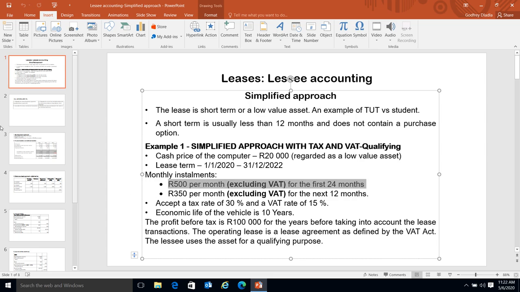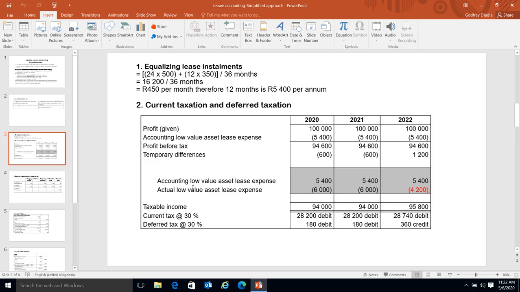Okay. Now, here, the actual amount, 500 rand times 12 will give you this. It's a minus 6,000. Right. Then, your temporary difference is this one, is 600. It's the difference between 6,000 here and the 5.4. Right. It gives you the 600 as a temporary difference. And remember, if it's in bracket, it means it is taxable. Taxable equals to liability. Right.